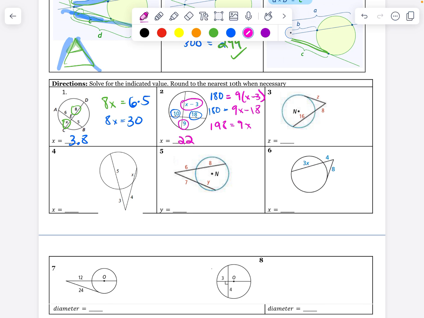All right, here we have a tangent, so it's just going to be z squared equals part times the whole, and this whole is going to be 16 plus 8, which is 24. So z squared equals 8 times 24, 192. Square root of 192 is 8 root 3. I said round to the nearest tenth though, so that's 13.9. Let's keep going.